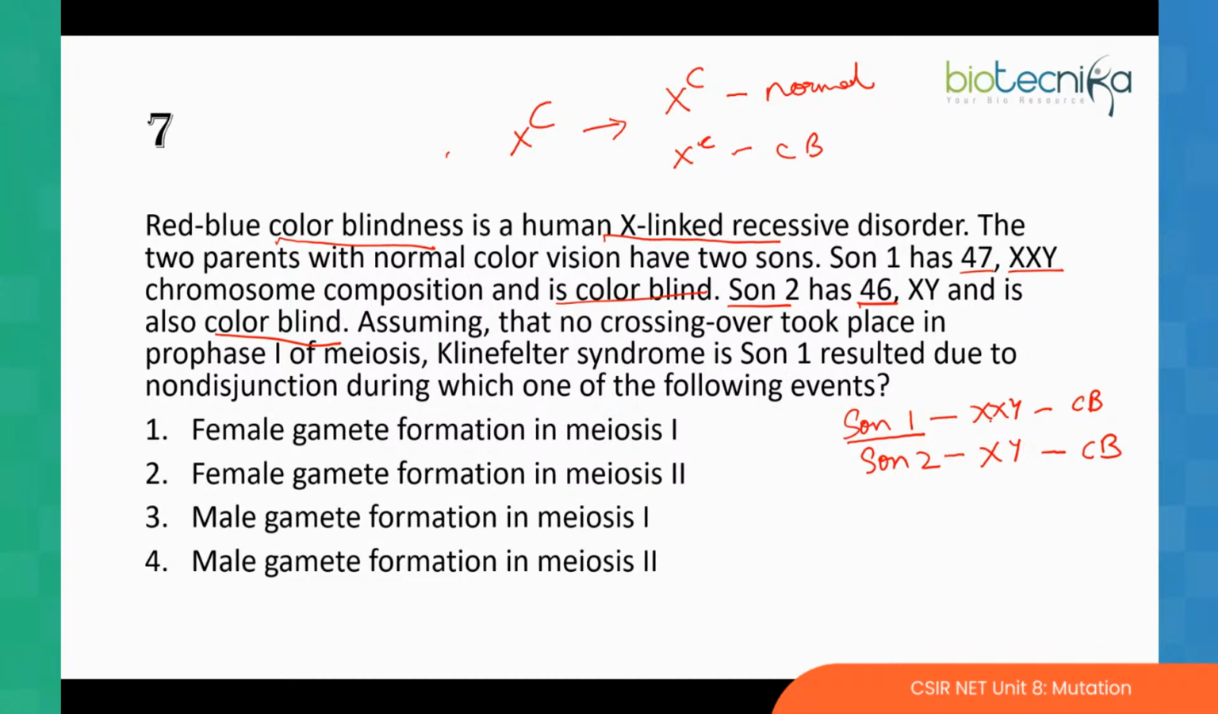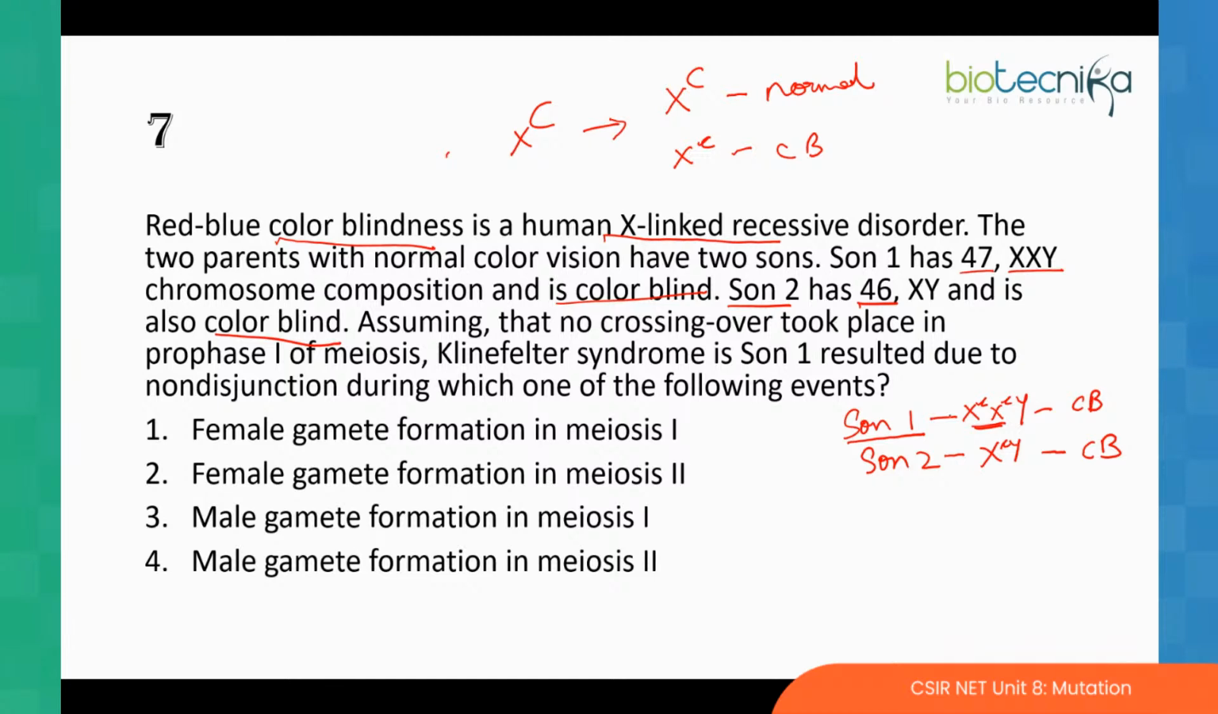Now, this son has two X chromosomes, right? So, if son 1 is colorblind, it means both the alleles here are small c: X small c, X small c, and Y. Son 2 is also colorblind, which means the X chromosome that son 2 is getting is also X small c.